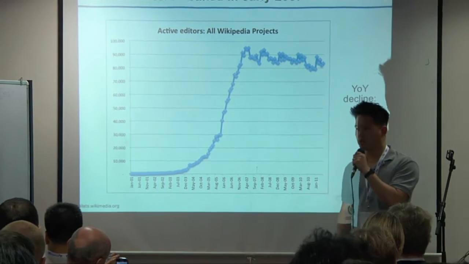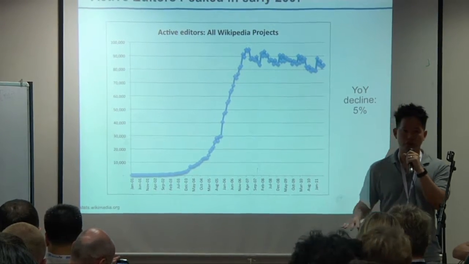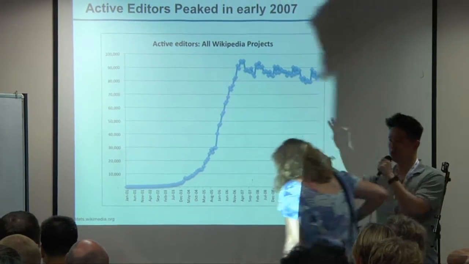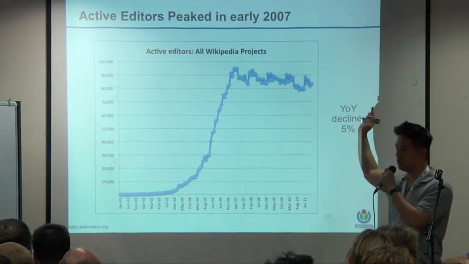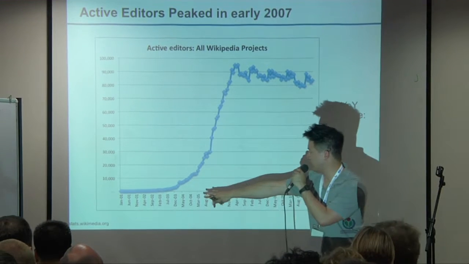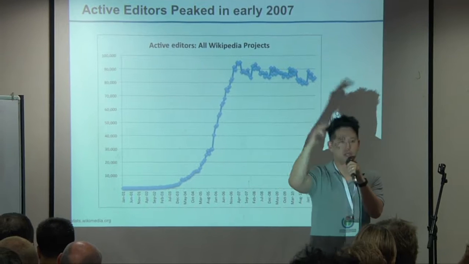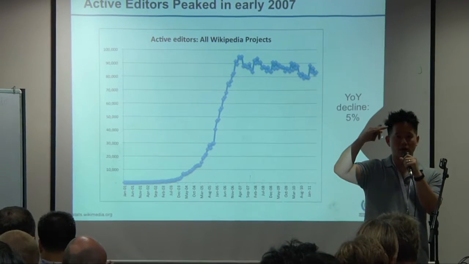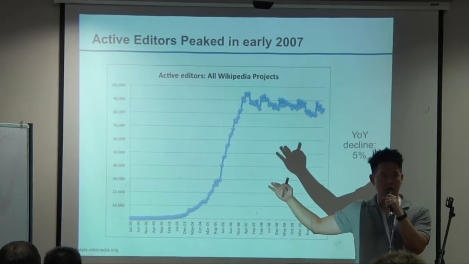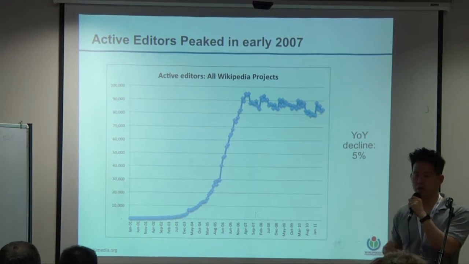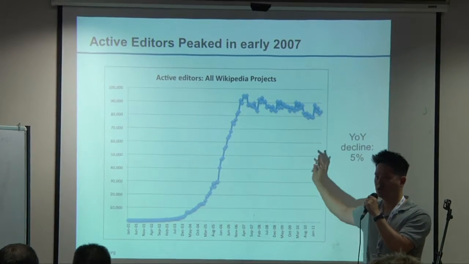And I'm not sure how many of you have actually seen this chart before, but this is the one chart that shows the tremendous growth of the projects between around 2003, 4, 5, 6, all the way up to 2007, a peak in early 2007, a plateau, and then a slight decline. And this is when we talk about the editor decline, this is the main chart that we're looking at.